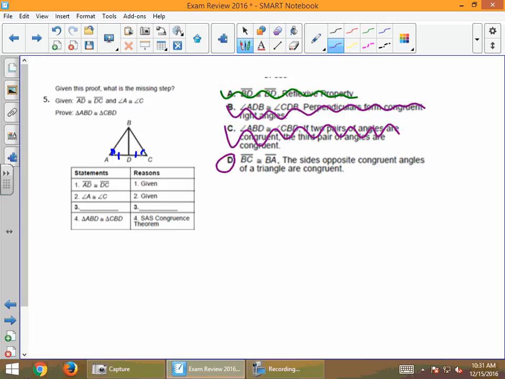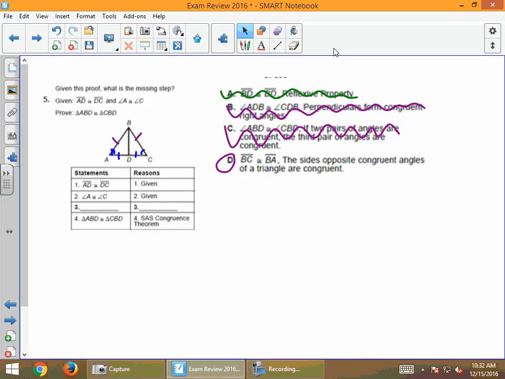Because these two sides are congruent, so that these two angles are congruent, the sides across from them are also going to be congruent. And that makes it side, angle, side, which is what we want. Okay? Questions over that? Sometimes with multiple choice, you just have to go through and rule things out.